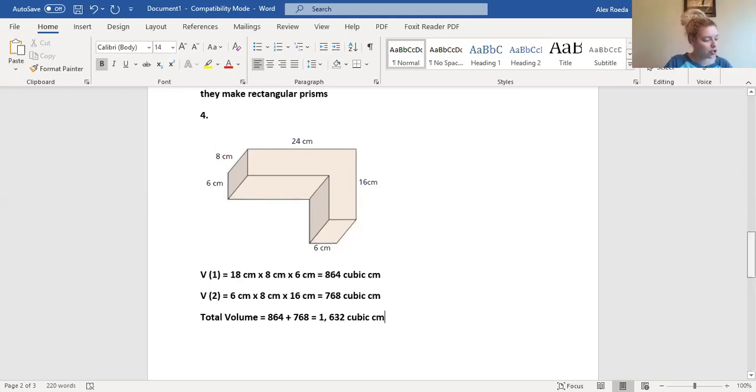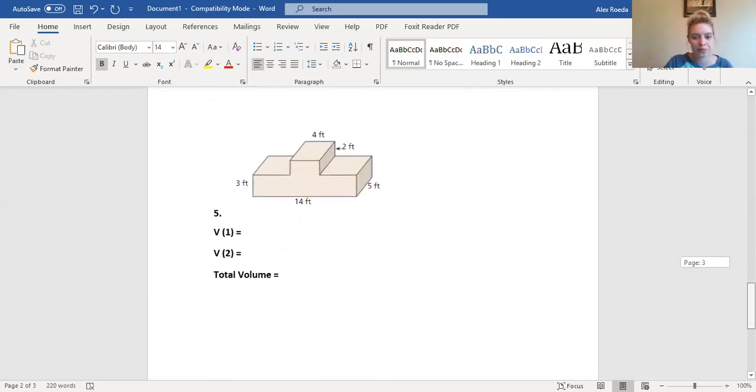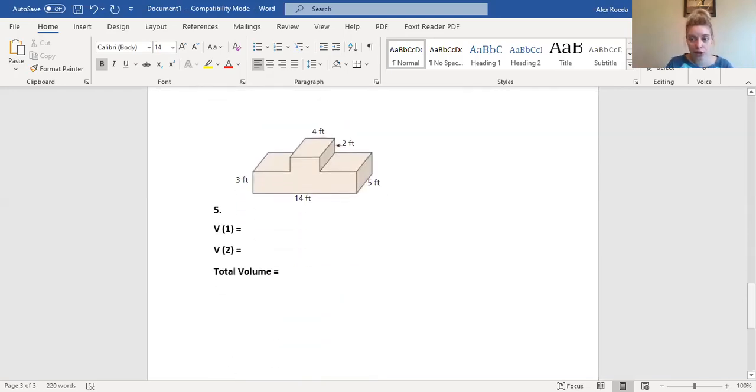All right, moving on to number 5. If we look at number 5 here, my first step is going to be to split this into rectangular prisms. Some of you might say, hey, Miss Simon, I see 3 here, so I can split it here and here. Yes, you can if you want to, but I'm going to take the easier route and split it here to just have to find the volume of 2, because that's going to be a little easier than finding the volume of 3. So I'm going to split it right there.